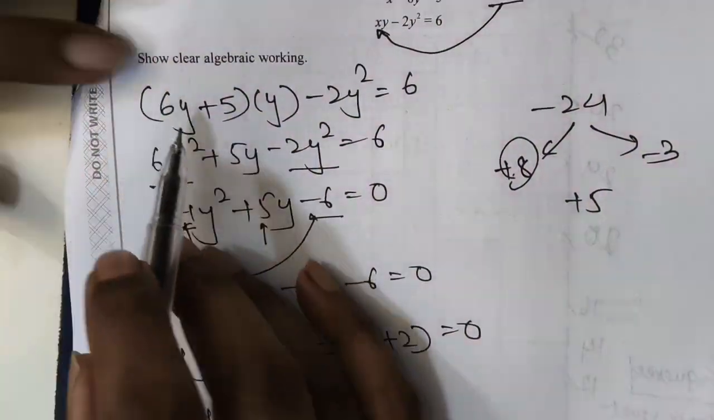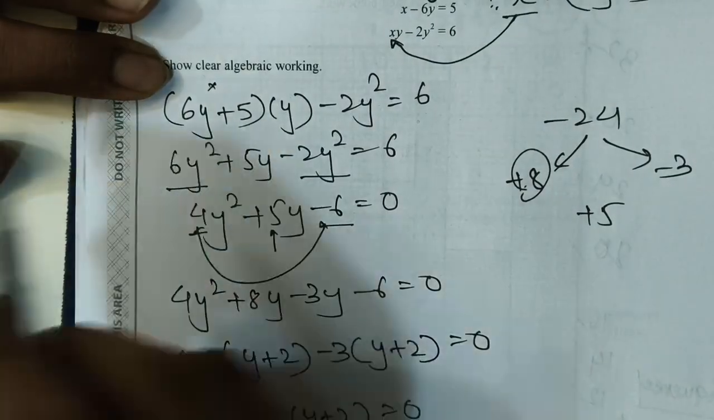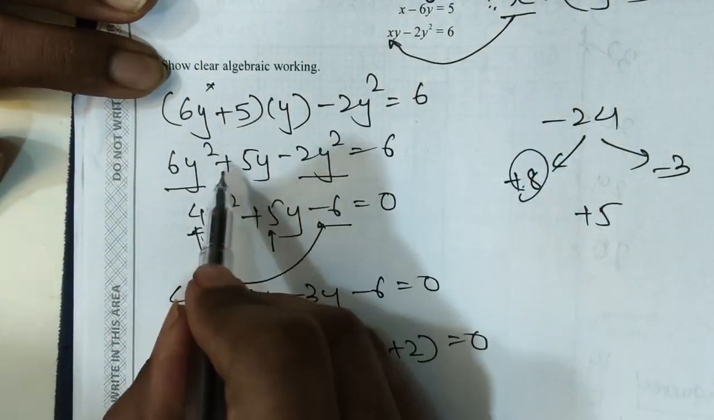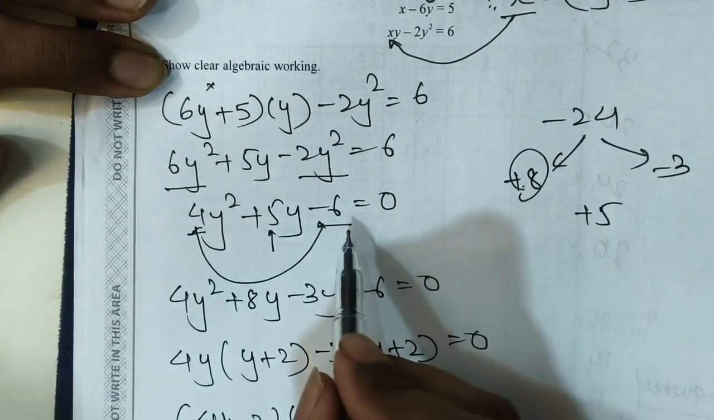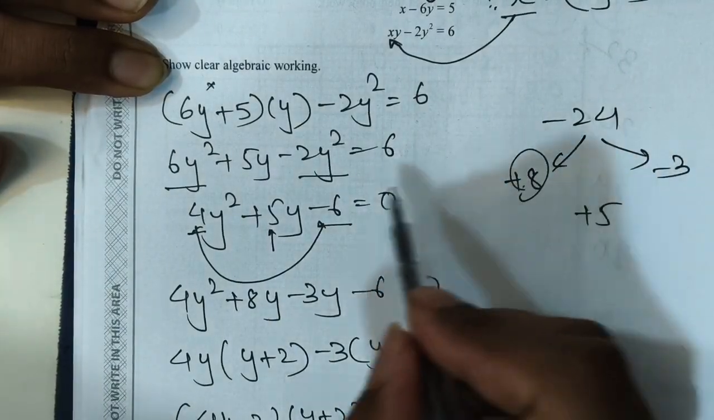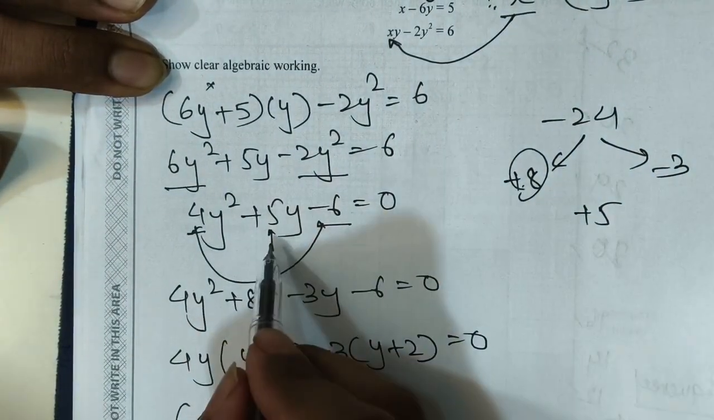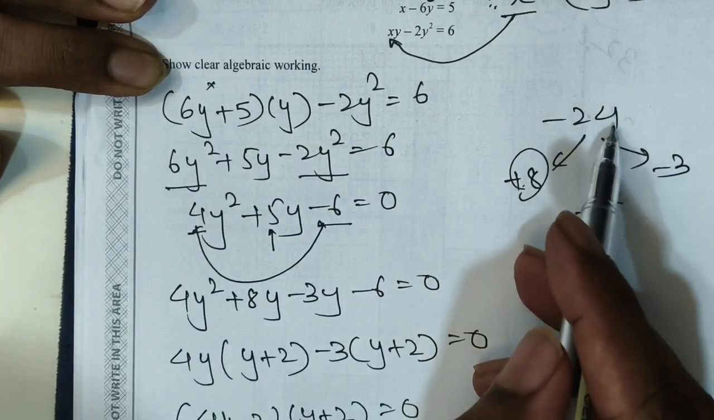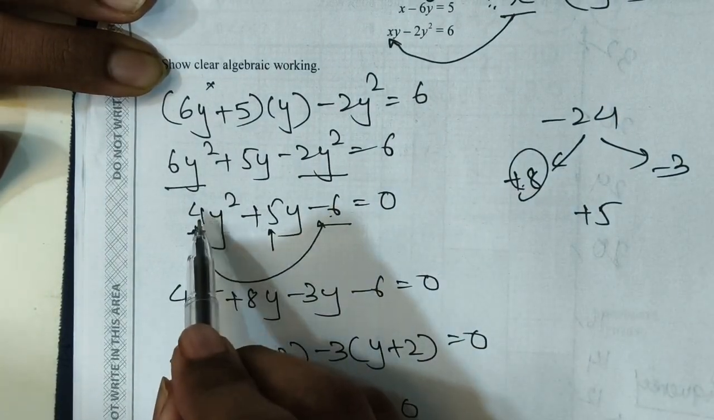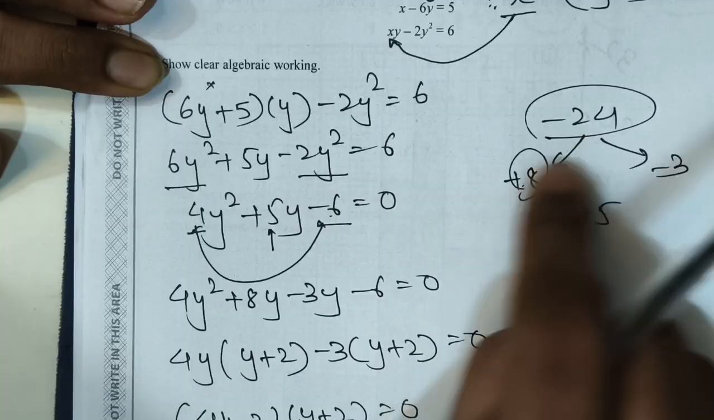Now you replace x with this in xy and move on. So 6y plus 5 was my x, multiplied by y minus 2y square. Open the bracket, solve the sum. So 24 is nothing but 8 and minus 3 plus 5. Correct? So plus 5, 6 4s are 24, because minus 6 and 4 you need to multiply to find the product of 24.